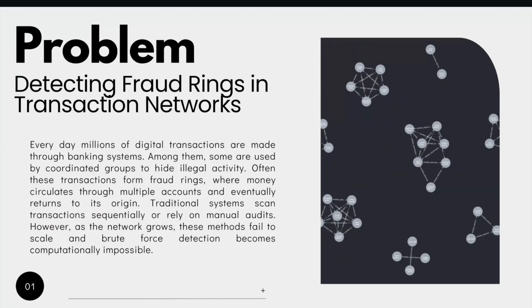So every day, millions of digital transactions are made through banking systems. Among them, some are used by coordinated groups to cover up illegal activities. These activities often form fraud rings where money circulates through multiple accounts and eventually returns to its origin. We are looking for these rings or cycles in the transaction data.